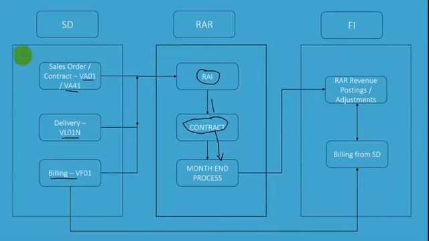So how is it? From SD, the contract is there. The contract will come to RAR, then RAR will process and create a contract. Then as per the performance obligation satisfaction, it will transfer revenue to the FI.